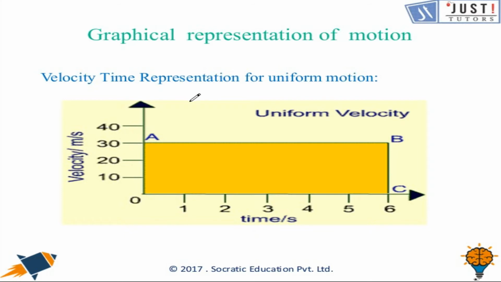The next graph is velocity time graph of uniform motion. The slope of the velocity time graph of an object moving in rectilinear motion with uniform velocity is a straight line parallel to the x-axis when velocity is taken along the y-axis and time is taken along the x-axis. You can see here velocity is on the y-axis, time is taken on the x-axis. So the graph for velocity time will be a straight line and it will always be parallel to the x-axis.